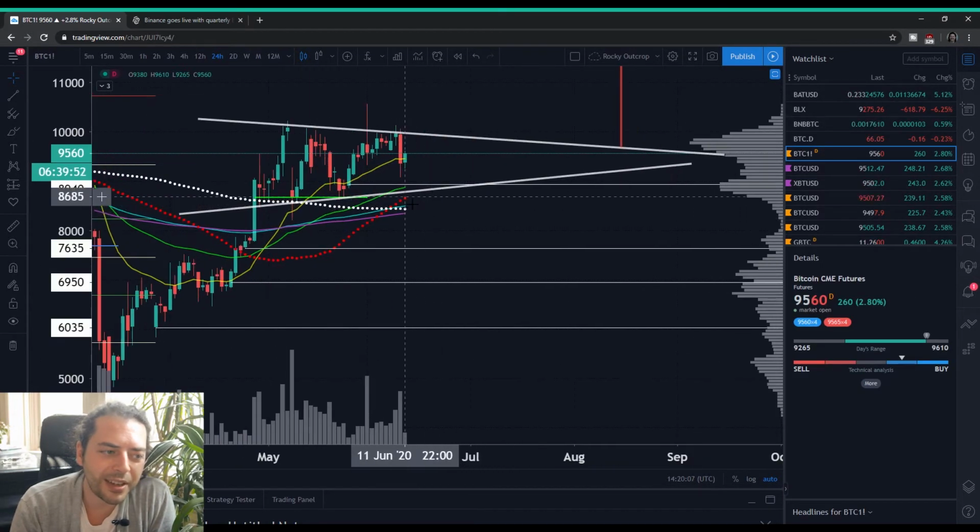we haven't actually come down and tested the 50 simple here where they've crossed, as Bitcoin so often wants to do. Not just Bitcoin, but any asset that you're trading. Whenever there's a golden cross, quite often they come in to test one or both of the moving averages, or a death cross indeed, the same scenario but inverted. And that's not happened on the CMEs yet.